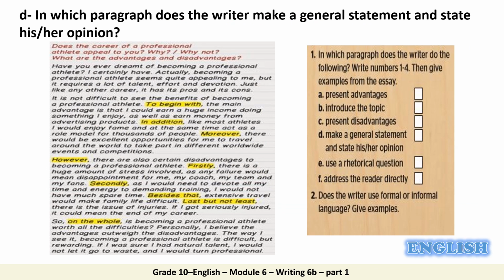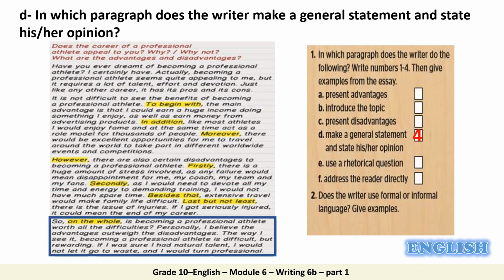All right, now question D. In which paragraph does the writer make a general statement and state his or her opinion? Pause the video and try to answer. Okay, so that was in paragraph 4. Excellent.